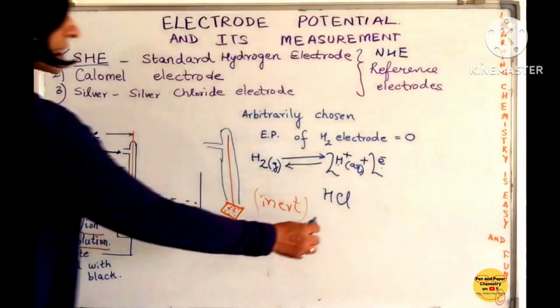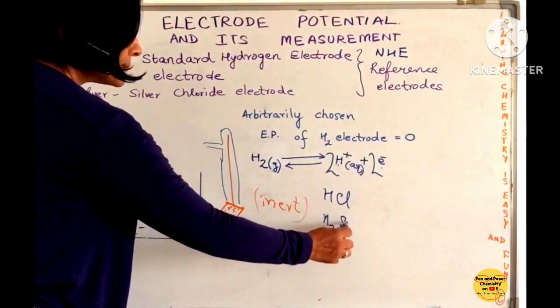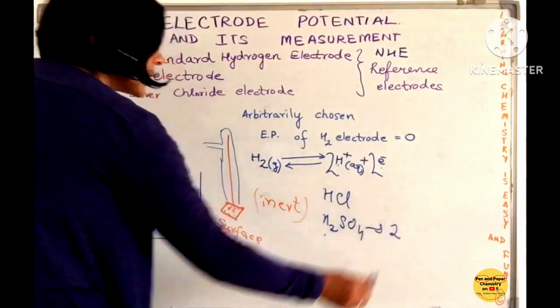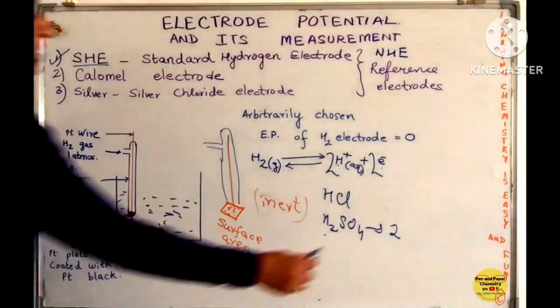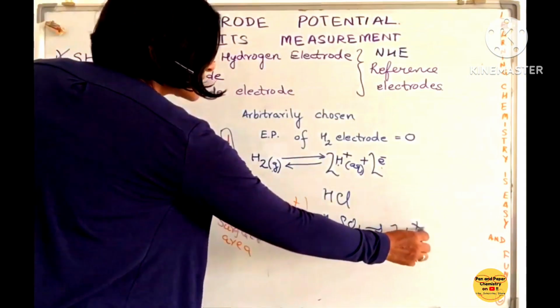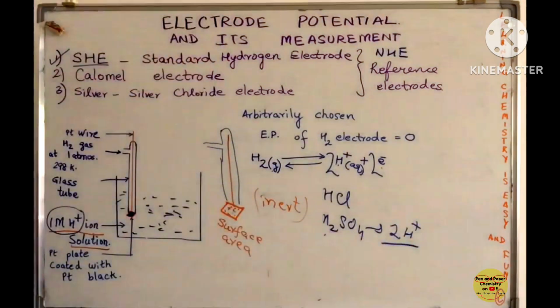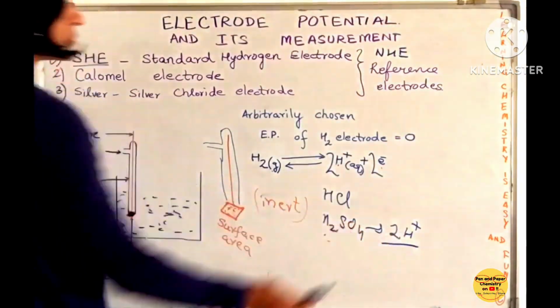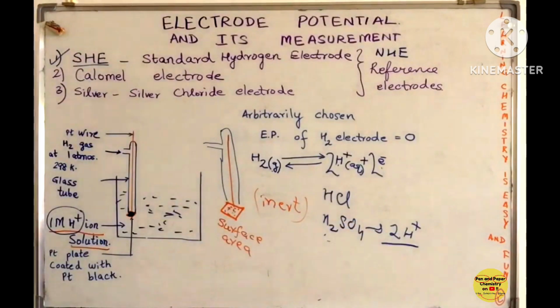But if I am taking H2SO4, then in this case, if you notice, 1 H2SO4 is giving you 2 hydrogen, right? So we have to be very careful. If I am going to take 1 molar H2SO4, it is going to give me 2 molar solution. So if I want 1 molar hydrogen ion solution, I will take half molar.